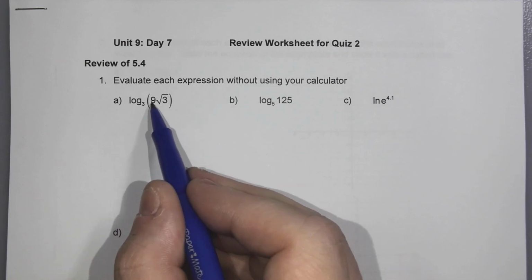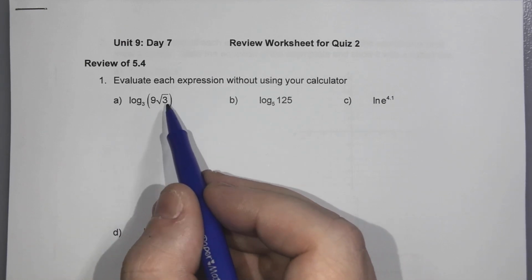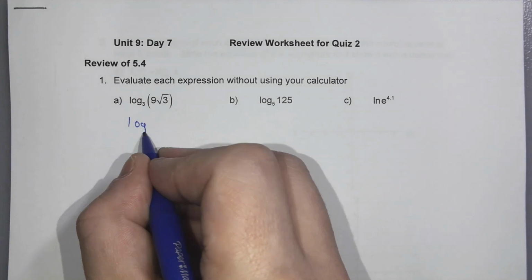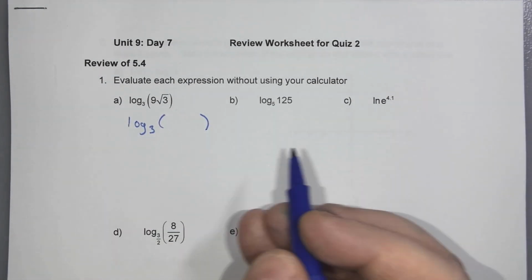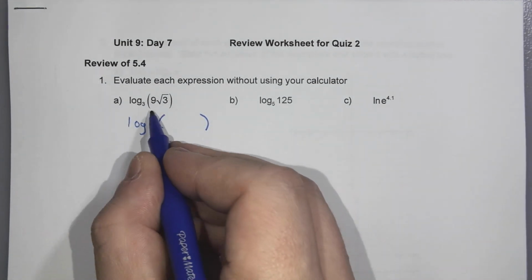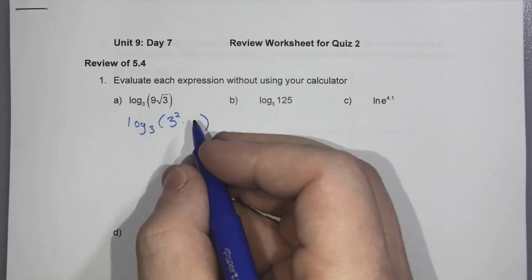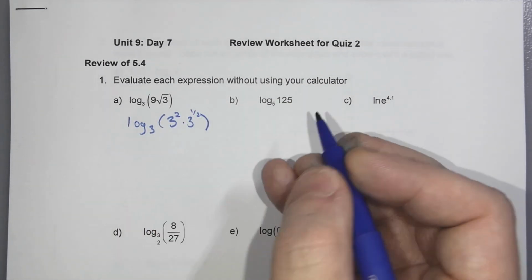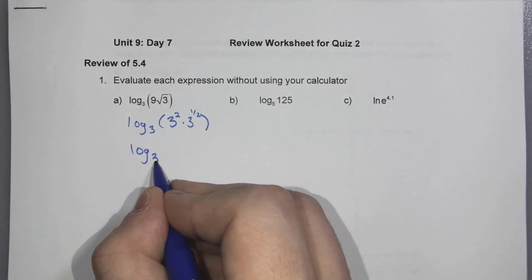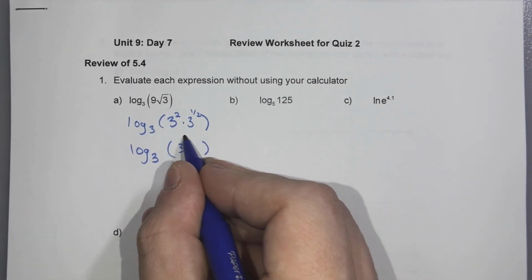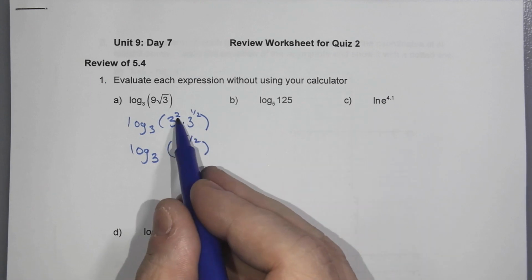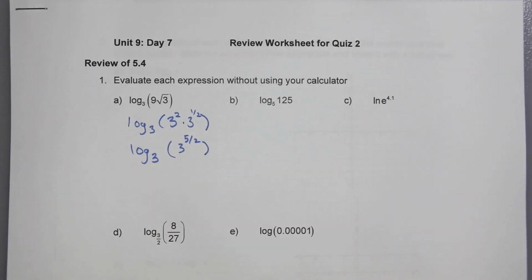Log base 3 of 9 radical 3. So I'll change this into log base 3 of, so I'm not allowed a calculator, so I've got to think about my powers here. 9 is the same as 3 squared. Radical 3 is the same as 3 to the 1/2. So this is log base 3 of 3 to the 5/2. That's 2 plus 1/2 by our exponent rules.